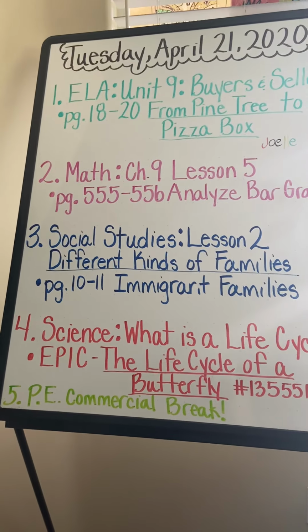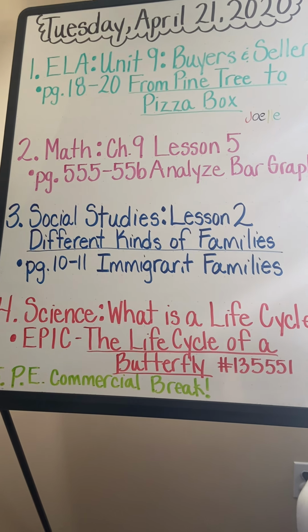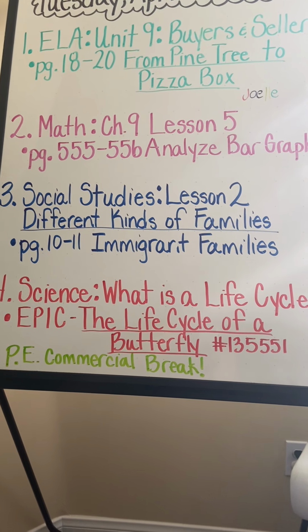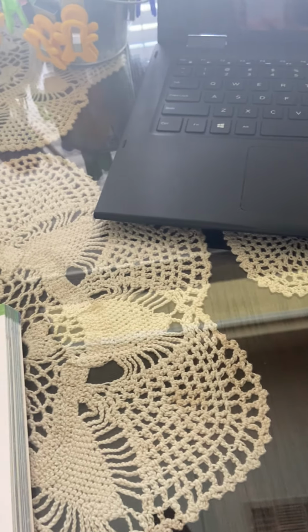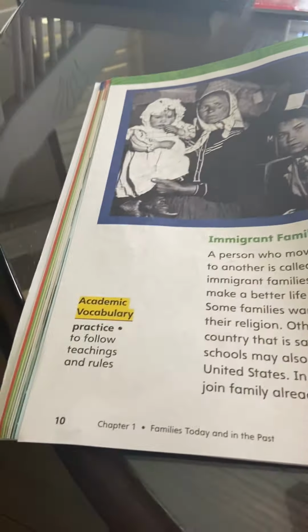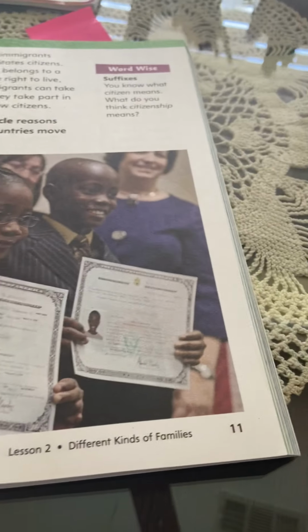Let's go on to social studies where we will read about, we're still doing lesson 2, different kinds of families. We are reading about immigrant families. Here is my social studies book. I am on page 10 and 11. I have my date up here for 2020.